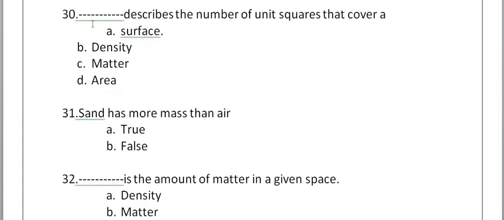Okay, number 30. Which describes the number of unit squares that cover a surface? Actually, it's area. This question is a little bit hard, but I will clarify it more in the exam. It means the area around us, or the space or the unit squares that cover the surface, and this is called the area.